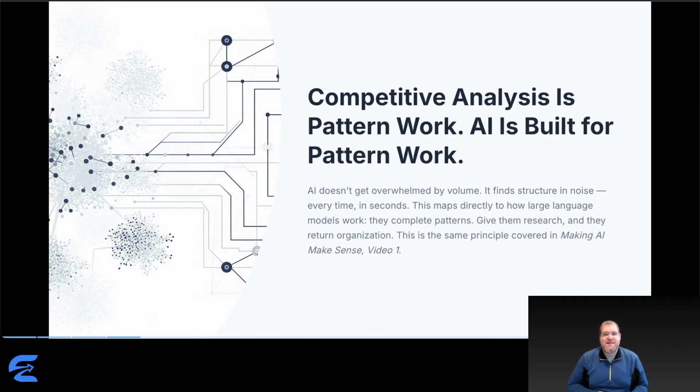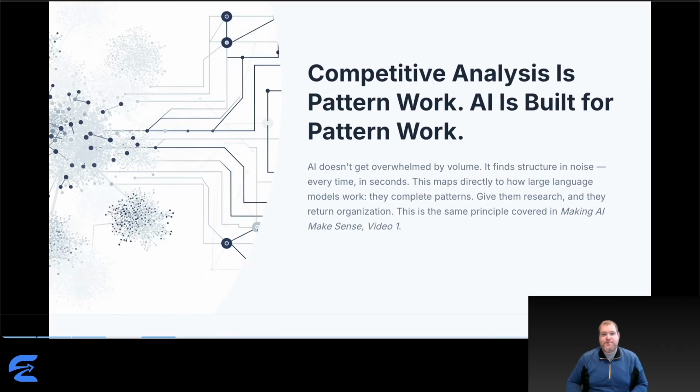Competitive analysis is pattern work. You're taking a collection of observations and finding the structure underneath them. Who positions where, what's missing, where complaints cluster. That is exactly the kind of task AI handles well. Feed it raw, unorganized research and it returns organized output. This connects directly to what's covered in making AI make sense. AI completes patterns. That's not a limitation, it's the mechanism. And for a task like this, that mechanism is genuinely useful.